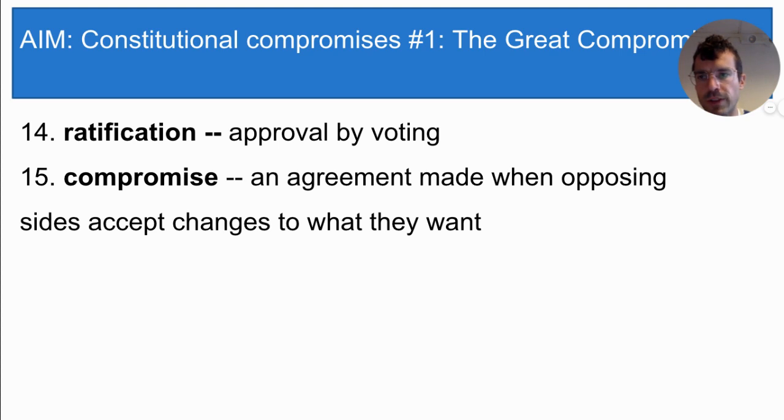Compromises always involve 2 sides that disagree on some issue but who make changes in order to agree. And the compromises made at the Constitutional Convention are important because they shaped the Constitution into the document that was eventually ratified. And that's the one that continues to be the framework of our government today.